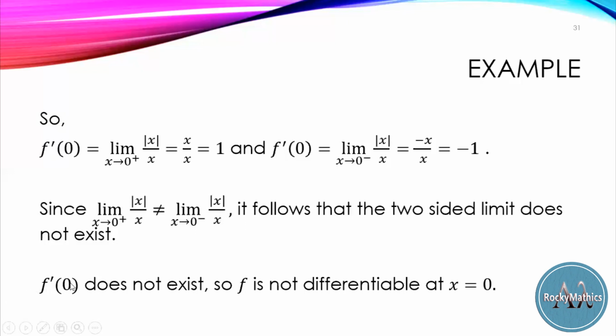Hence, f prime of 0 does not exist, meaning to say the derivative of the given function at 0 does not exist. And since the derivative at x is equal to 0 does not exist, therefore, f is not differentiable at x is equal to 0. Is that clear? So in this example, we were able to solve and to determine that the given function is not differentiable at x is equal to 0.